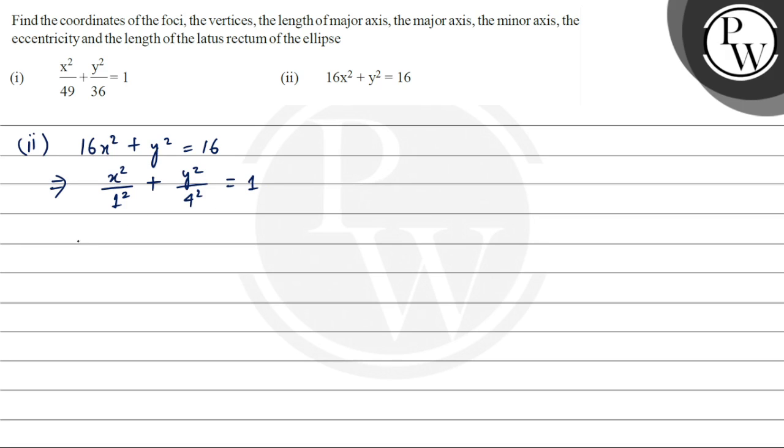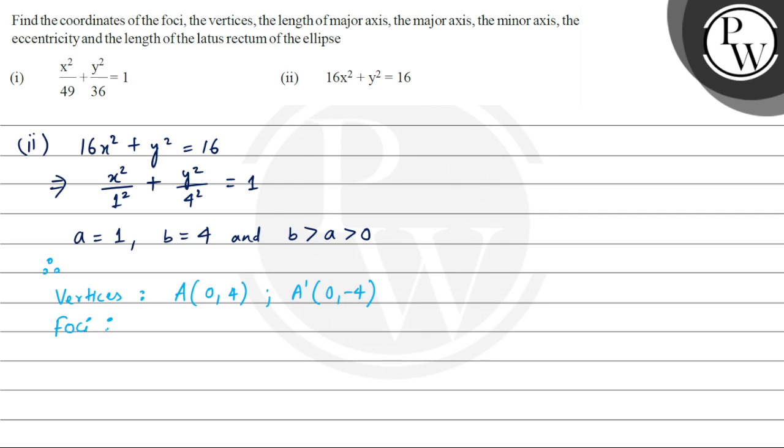Now clearly we can observe that a is equal to 1, b is equal to 4, and b is greater than a, both of them being greater than 0. Therefore this is a form of a vertical ellipse, right? So we will have the vertices, that would be (0, b) and A dash, that would be (0, minus b), right? Then we will have the foci points. So the foci will be S, that is (0, be).